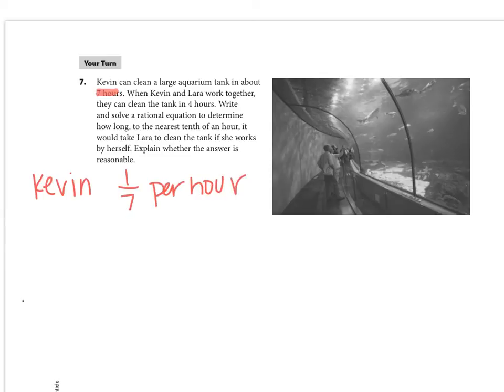And that's logical, because if it takes him 7 hours to clean the whole thing, then in 1 hour he cleans 1/7 of it. Well, then I'm looking at Laura to see what we know about her. It doesn't tell us how long it takes her to clean the entire tank. So we could say that it's going to take her T hours to clean the whole tank. So that means she can clean 1 over T of the tank per hour. So she can clean a portion of the tank every hour, and we don't know what that is because we don't know exactly how long it takes her.